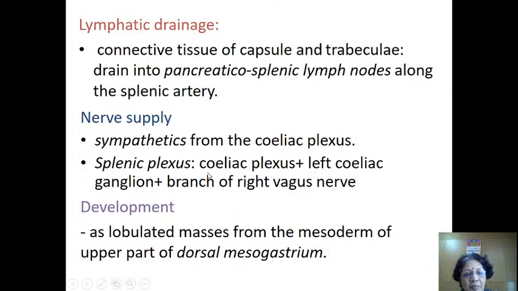So in nerve supply, just remember there is an offshoot of the celiac plexus which supplies sympathetics to the spleen. The development is as lobulated masses in the mesoderm, arising from the mesoderm, in the sheet you would have already seen called the dorsal mesogastrium. Development of the gut has started, so you know that the entire gut is suspended from a dorsal and a ventral mesogastrium. So in the dorsal mesogastrium double sheet, 5-6 little pieces of splenic tissue start developing and eventually coalesce together and fuse and form a singular organ.